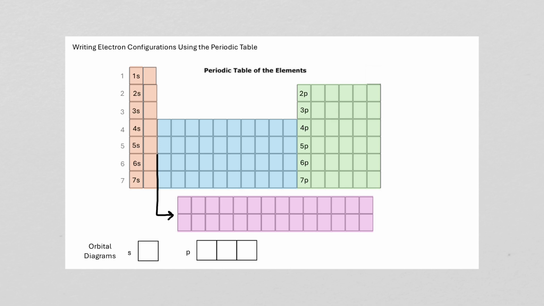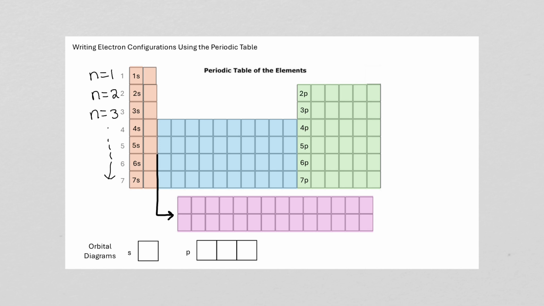So every row of the periodic table is a period, and you'll notice that period 1 corresponds to principal energy level 1, N equals 1. Period 2 corresponds to N equals 2. Period 3 corresponds to N equals 3, and so on as we go down the periodic table.